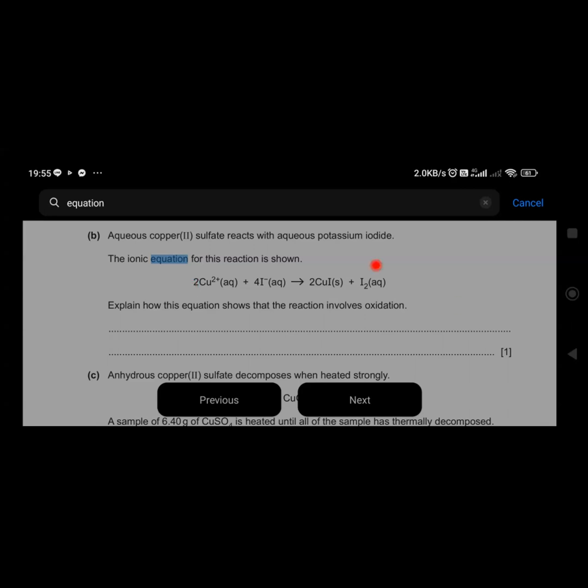Aqueous copper sulfate reacts with aqueous potassium iodide. You must have come across ones like this as well, right? Copper sulfate and potassium iodide. They have not even given the symbols here. You can write it down: copper sulfate, potassium iodide. Symbols are important. And then the ionic equation for this reaction is given.